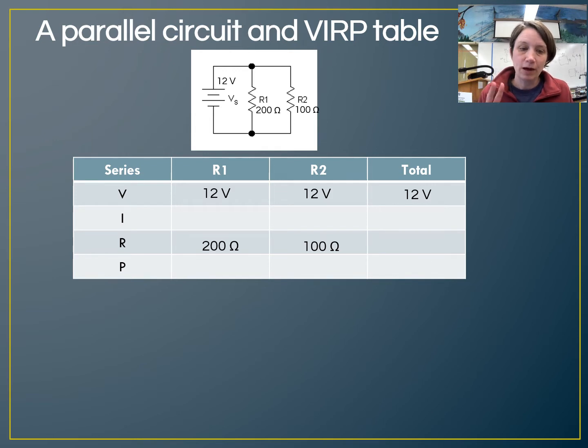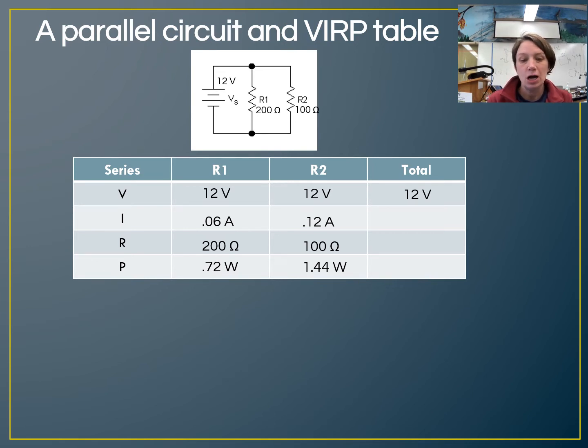So now I have two values in my first two columns, and I'm going to go ahead and use Ohm's law and the power equation to solve for I and P. So I is going to be 0.06 amps there, 0.12 amps there, and my power is 0.72 watts and 1.44 watts. All right, so my table, I'm making progress on it. I just need to get one more value in my total column before I can calculate the rest.